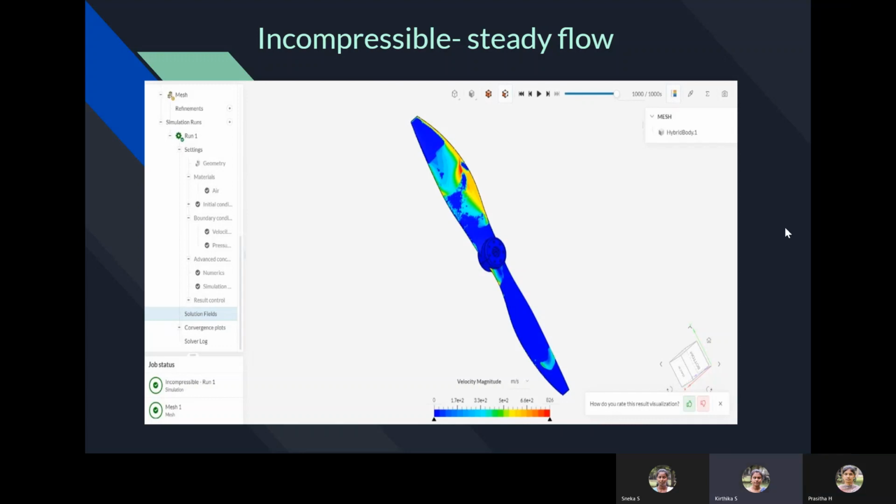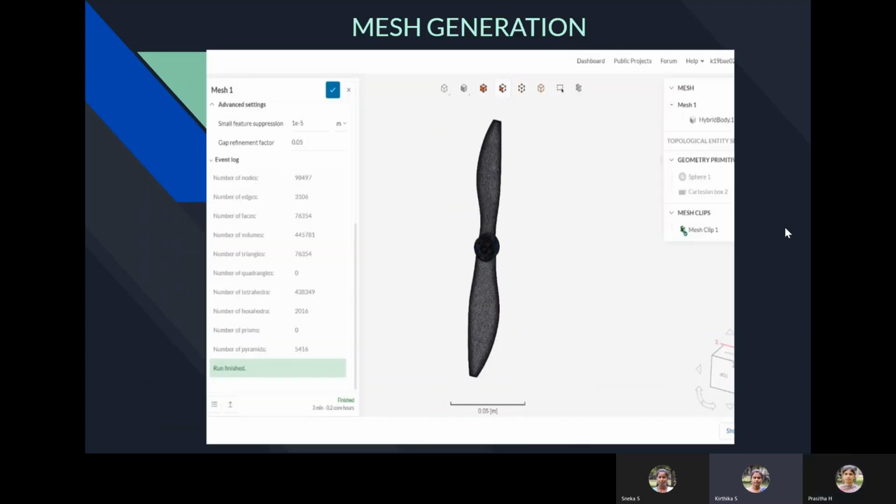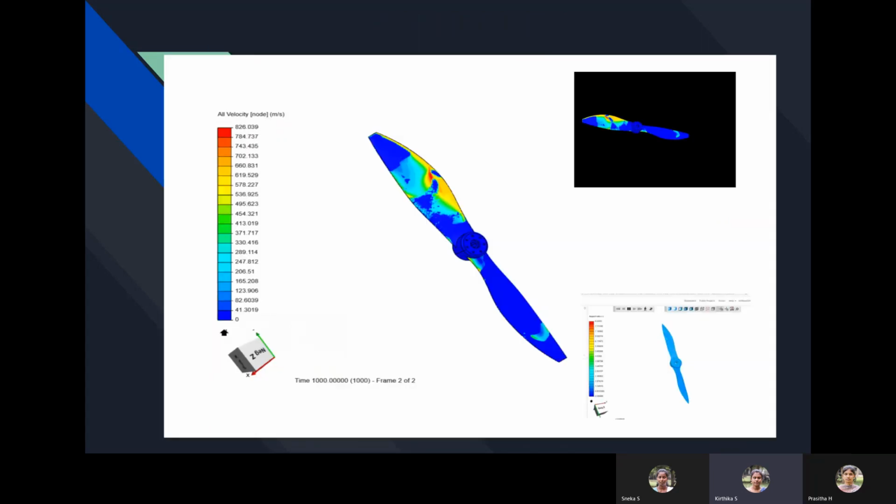And the next slide is about the mesh generation. Here, the mesh is generated using the automated SimScale condition. In this, 6.4 million cells of mesh are generated. In the next slide is the final result.